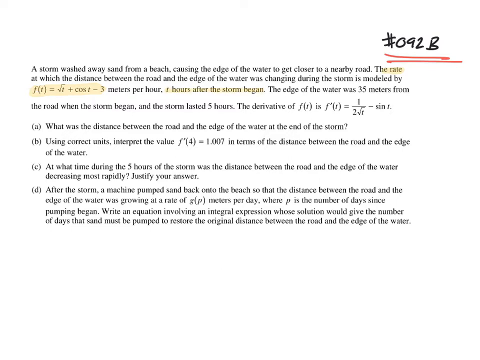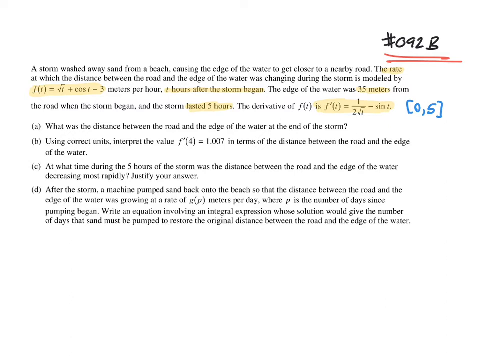The edge of the water is 35 meters from the road when the storm began, and the storm lasted 5 hours. Then they're actually telling us the derivative of f, which is f prime, and that's 1 over 2 square root of t minus sine t. We could have figured that out on our own, but it's nice that they gave it to us. One thing I want to point out is that they did give us a closed interval for this function. The storm lasted 5 hours, so t is on the interval 0 to 5.